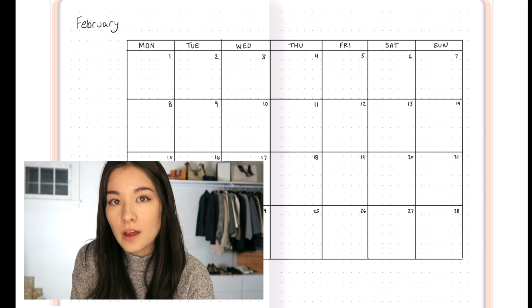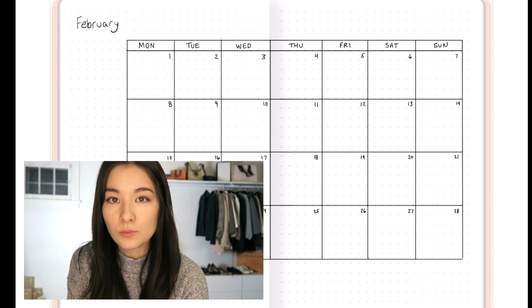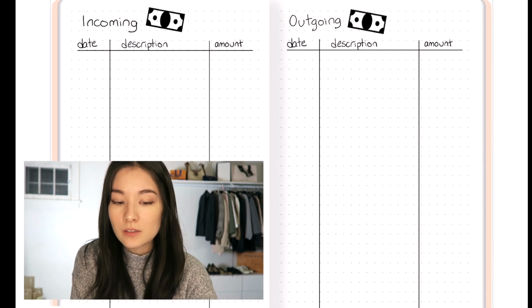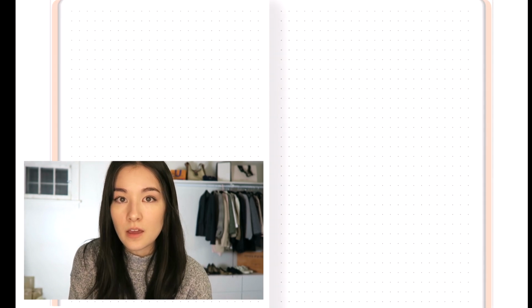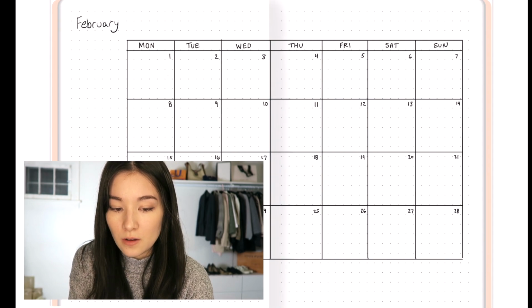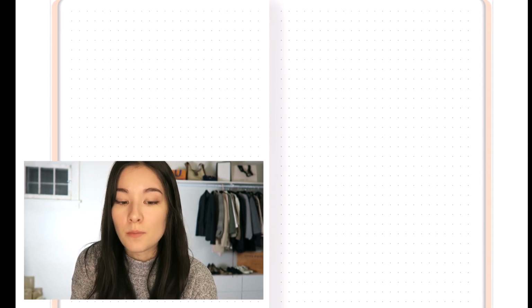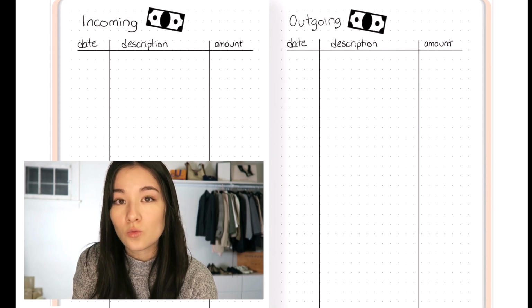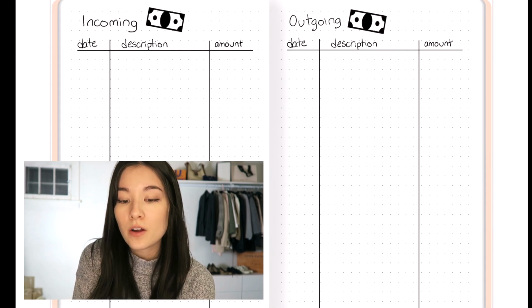And then February, I have the same monthly spread as January, the same incoming and outgoing, and then the rest is blank for now. So once it gets closer to the end of the month, I'll fill in the new weekly spreads for February and onwards. But yeah, that is basically the whole planner.